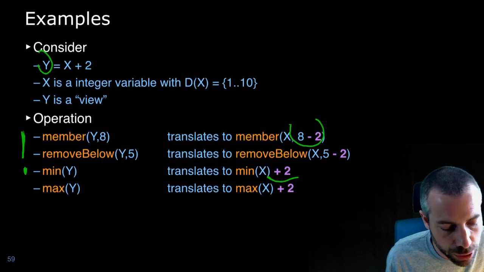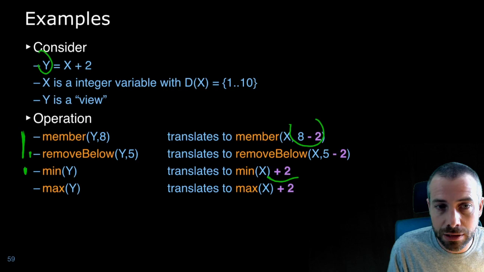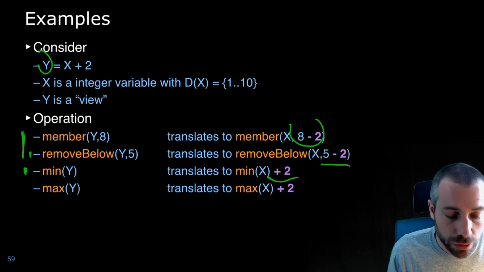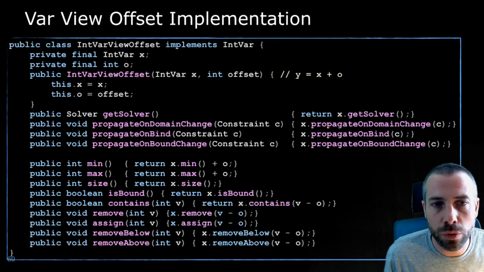So the same for the update operation. If you want to remove everything below a given threshold, 5 for instance, on the view y, you translate this as remove everything below the value 3 on the domain of x. So this is the delegation, and this is exactly the way we implement it inside the IntVarViewOffset class.